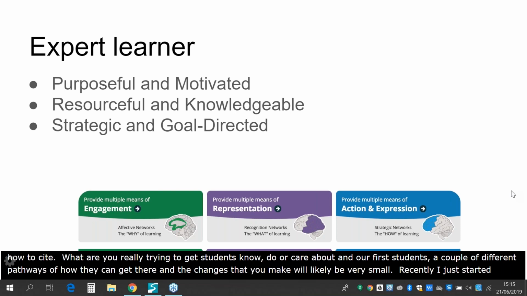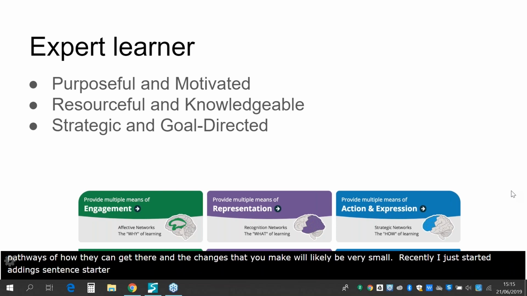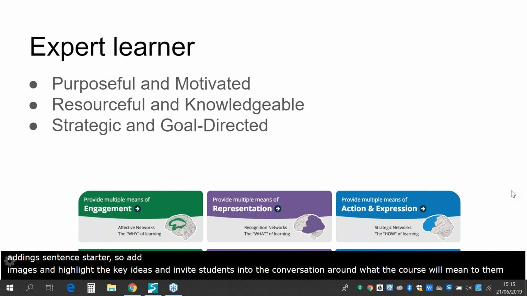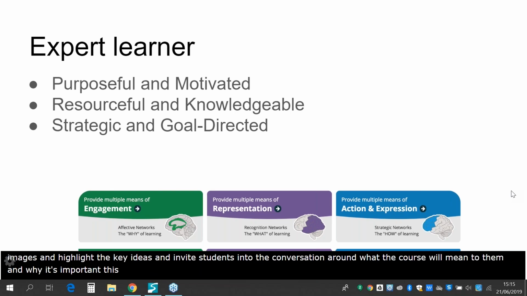So take your syllabus, look at the amount of text, break it down into tables, chunk it, add images, highlight the key ideas, invite students into the conversation around what the course will mean to them, why the course is important to them. And you can use these UDL guidelines as this amazing tool to really help you get new ideas about different supports and different strategies that you might start to include in the design of your particular course. And then the fun begins.